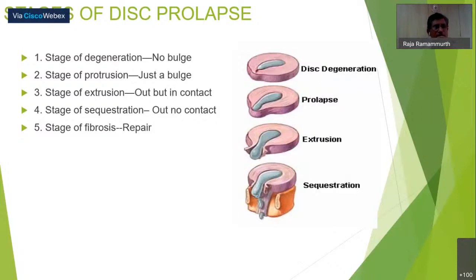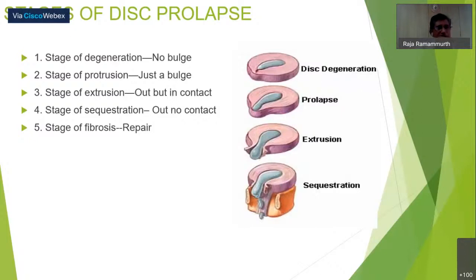Then stage three is called the stage of extrusion. In the diagram, it is out but still in contact. The central nucleus pulposus is torn off from its position, making its way through the annulus fibrosus and starting to extrude from its original position. Then the fourth stage is called the sequestration stage. It is out with no contact, totally out, or three-fourths of it is out from its original position, and it starts compressing the nerve pathway, where the patient complains of numbness or burning pain from the foot or leg.